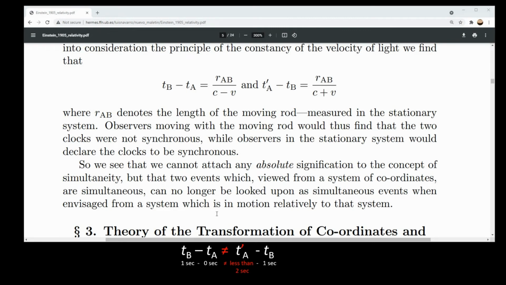Since these time intervals do not equal each other, Einstein is then concluding that we cannot attach any absolute significance to the concept of simultaneity. 2 events which are simultaneous can no longer be looked upon as simultaneous events from a system which is in motion.